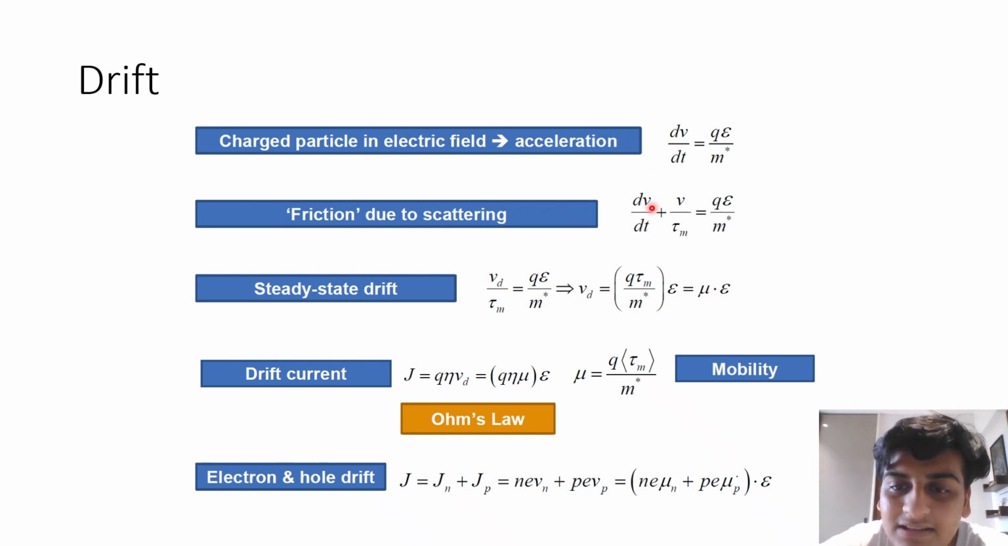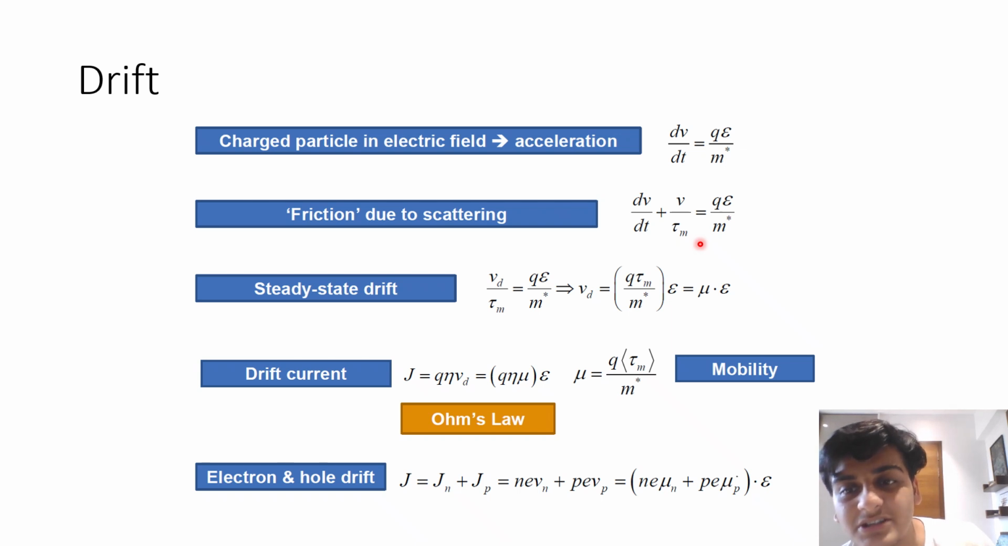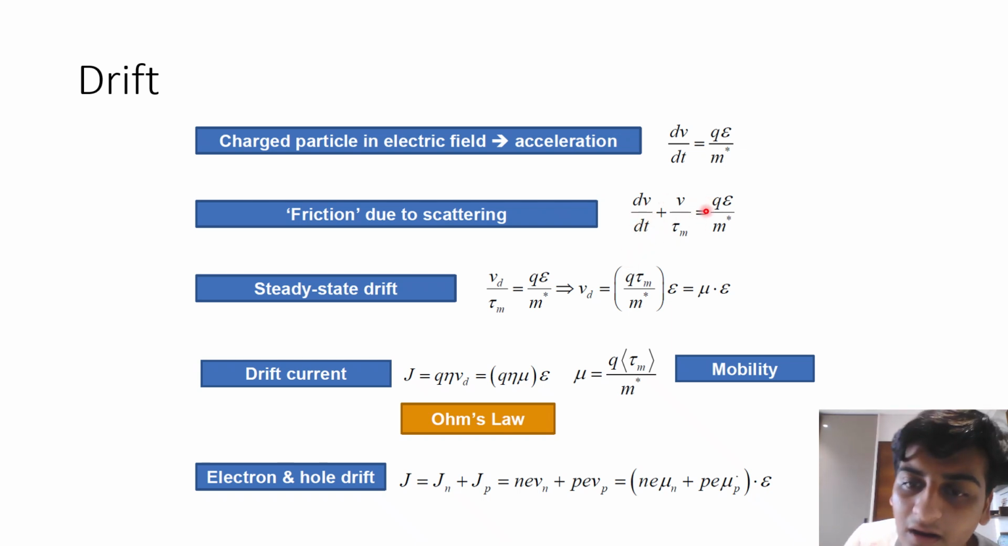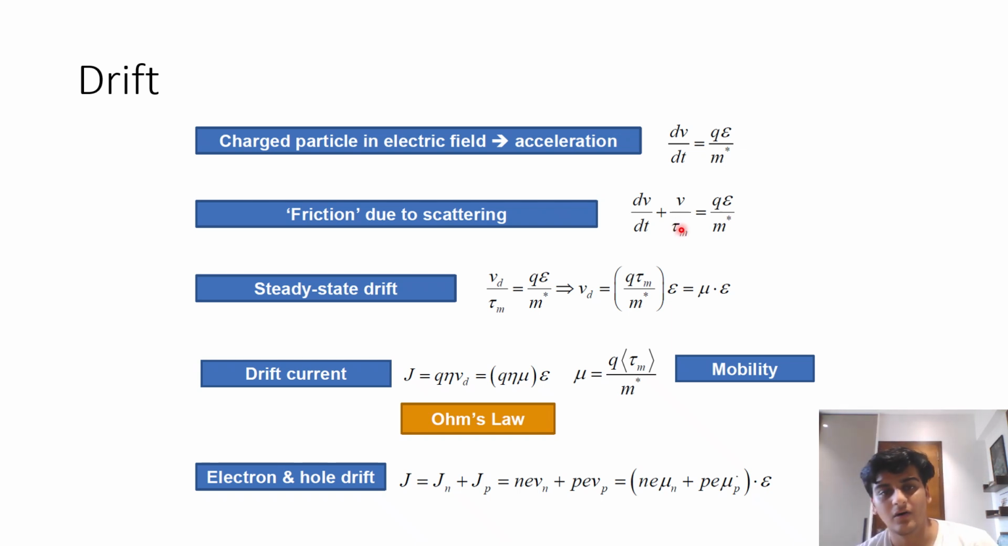So when we add this term of v by tau, this v by tau basically represents or models the friction due to this scattering. So this is the differential equation we have to solve to actually get v, right? And what you see represented by tau m is actually called the mean time between collisions. So this v by tau is just representing some type of frictional force that acts on this, right?